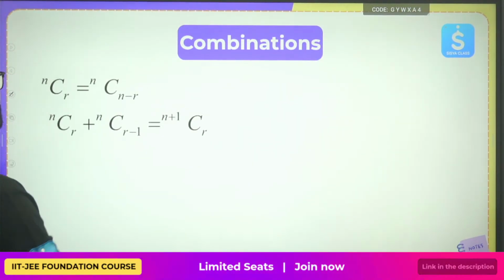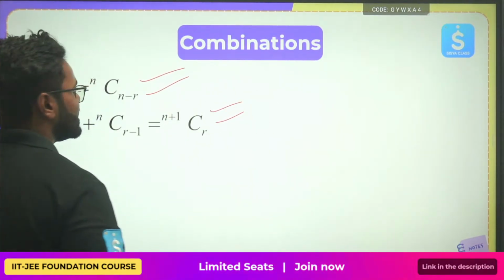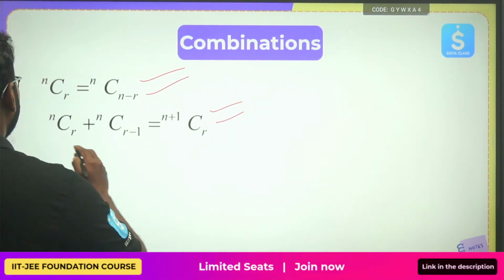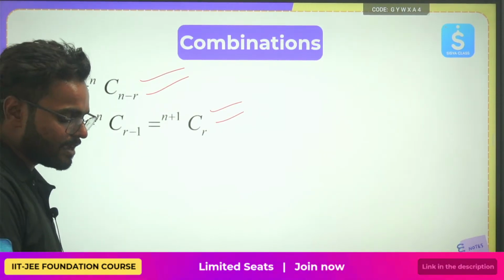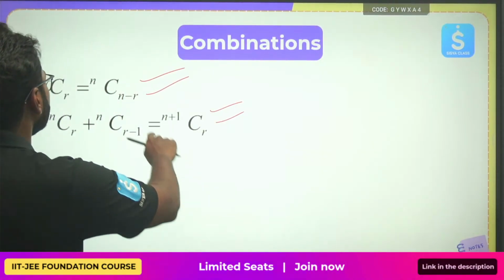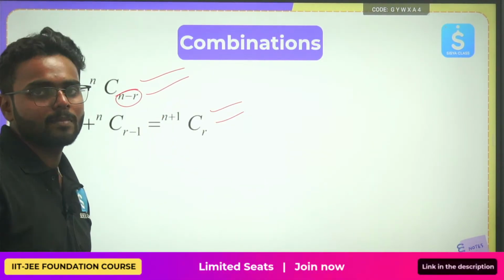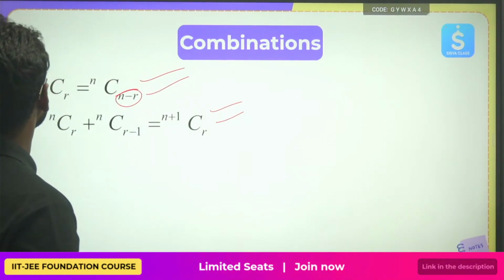Coming to, these are 2 important conditions to remember while solving combinations. You will be learning this in binomial theorem. nCr is equal to nC(n minus r). If you are selecting r components out of n, that is same as removing r components from n. This is an important thing to remember while solving sums.